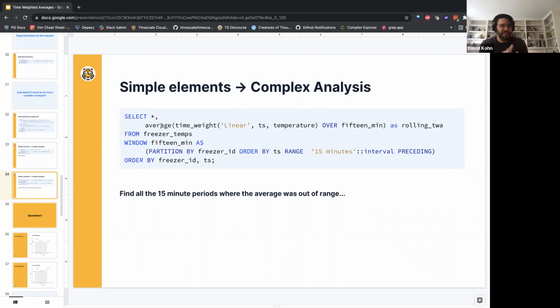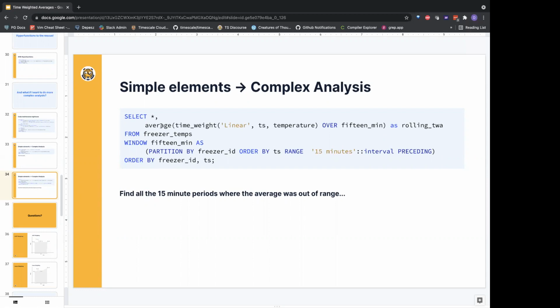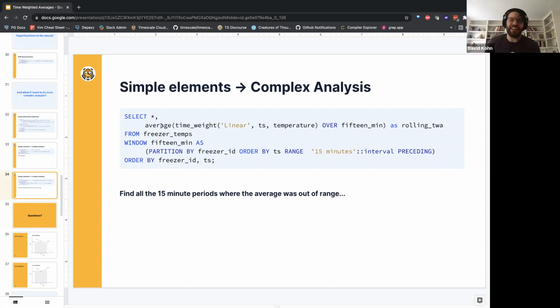So average, actually, this is not the regular SQL average. The regular SQL average is actually AVG. Oh, right. So it's slightly different. We just wanted the syntax to work nicely. Time weight is made this way because we wanted you to be able to roll it up.